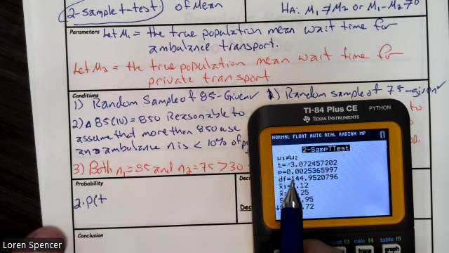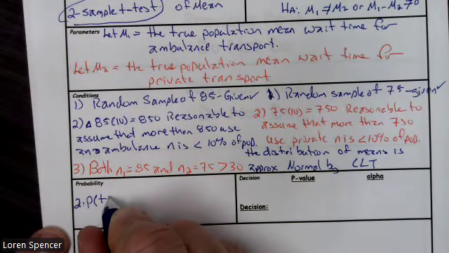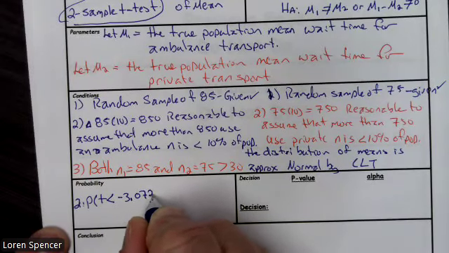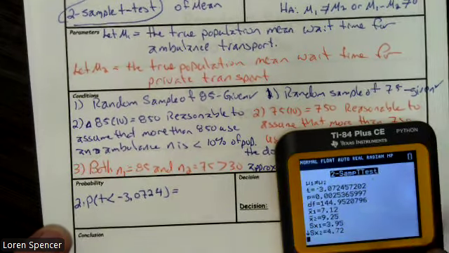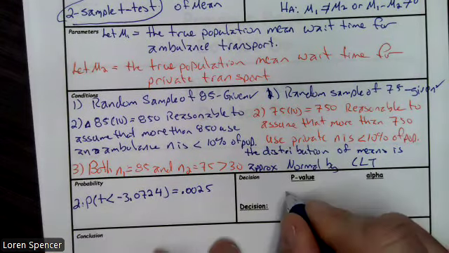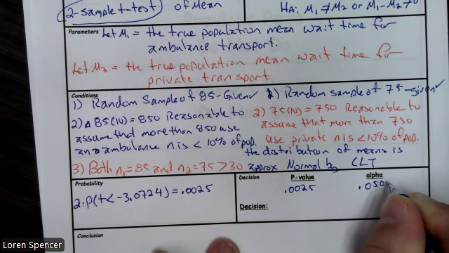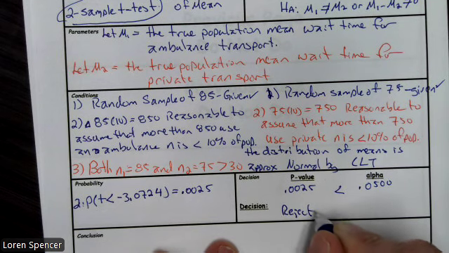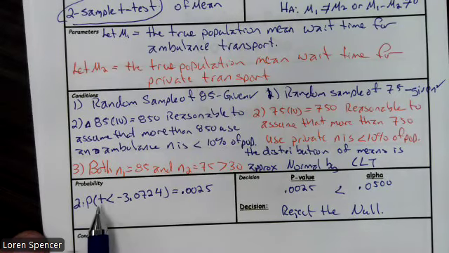Calculate, and I get a negative 3.0724. Probability that 2 times the probability that t is less than negative 3.0724 equals 0.0025. So my p-value is 0.0025. My alpha is 0.05. That was given to me at the top of the paper. This is less. Our decision is to reject the null.